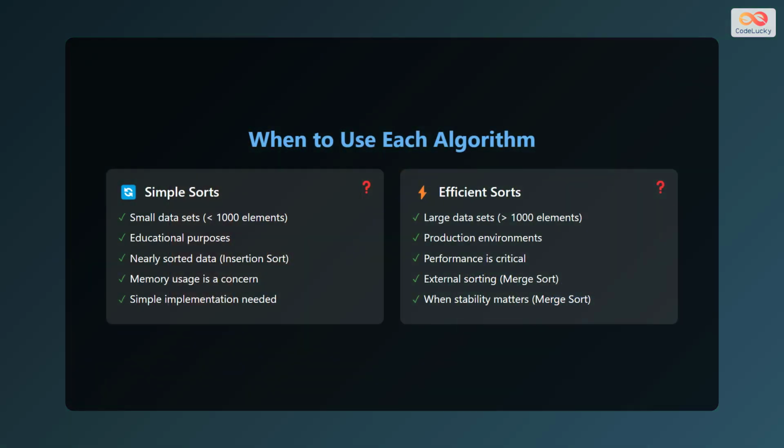When should you use each algorithm? Simple sorts are suitable for small datasets, educational purposes, nearly sorted data, especially insertion sort, and situations where memory usage is a concern. Efficient sorts are preferred for large datasets, production environments, when performance is critical, for external sorting, merge sort, and when stability matters, merge sort.